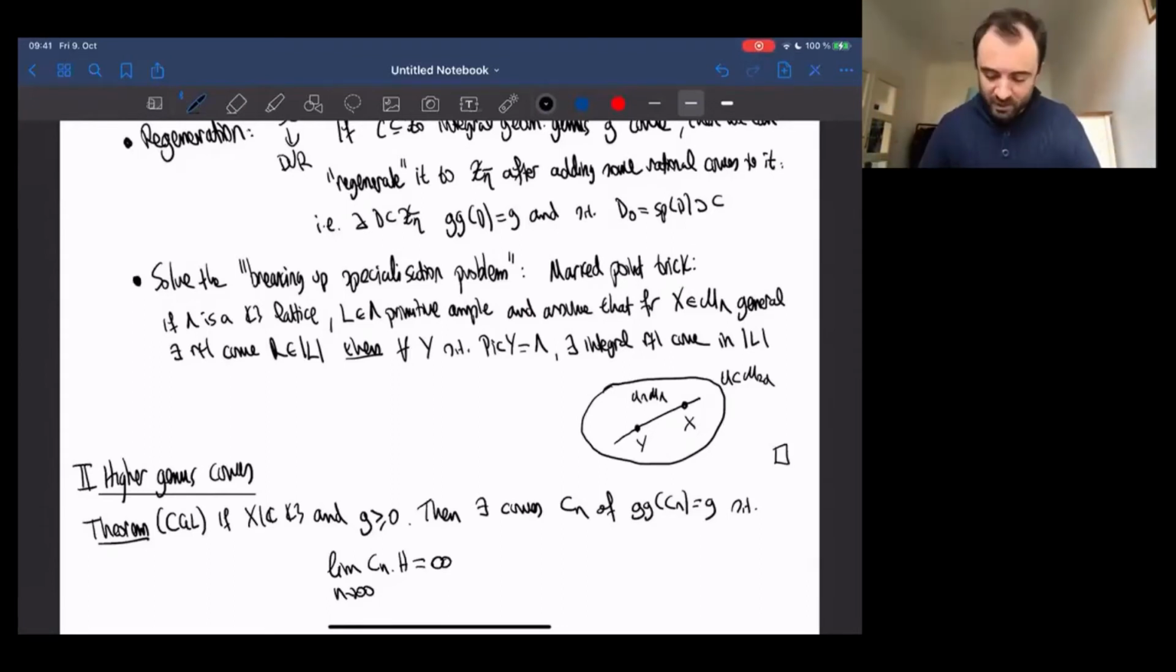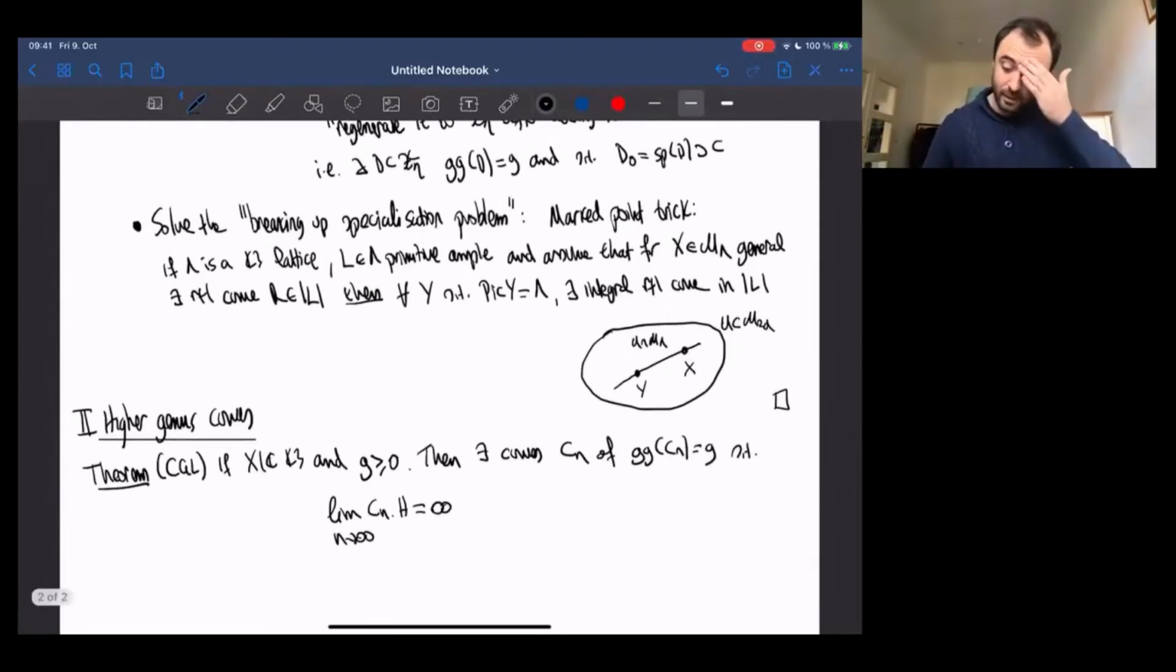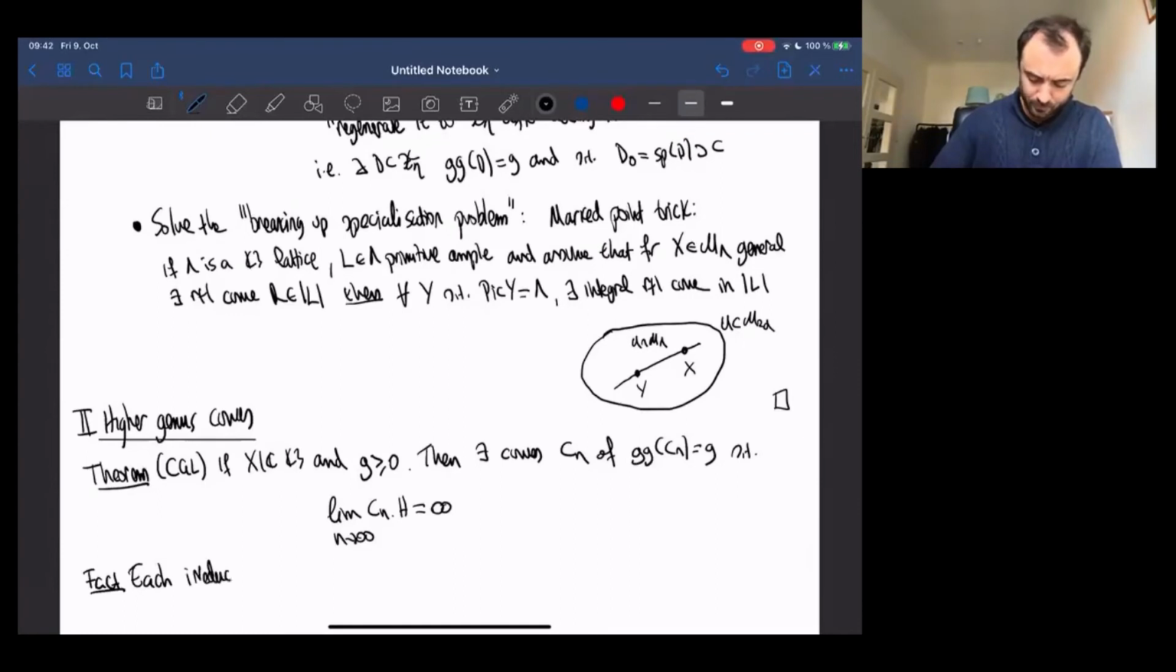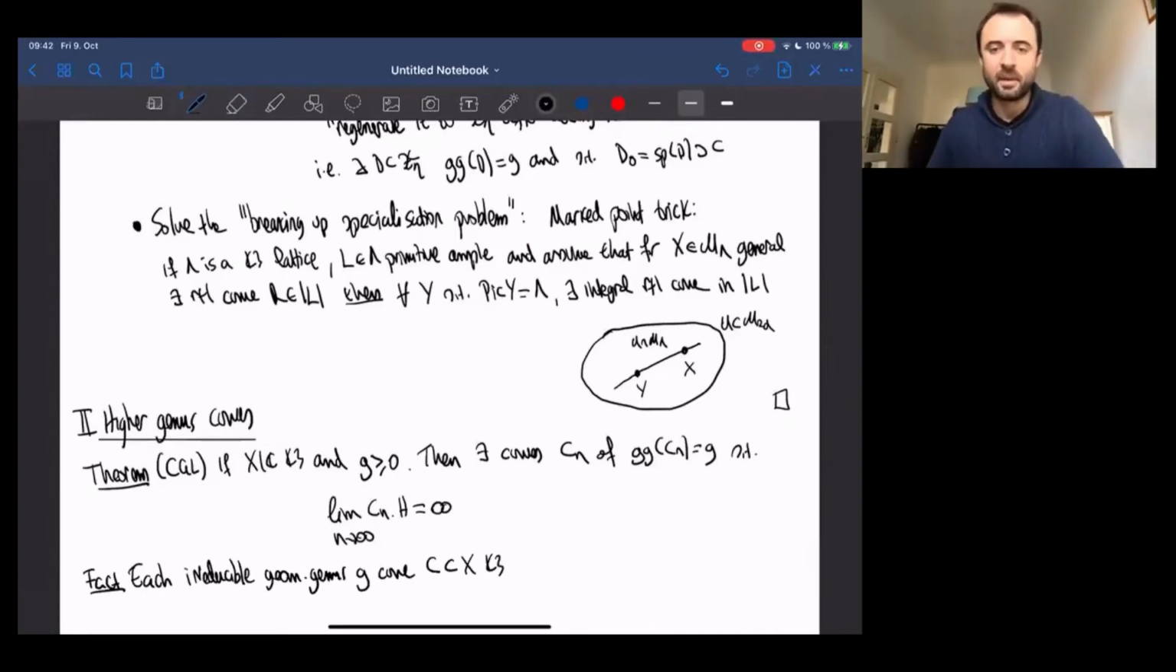And why do I state it in this funny way? Well, if I give you a genus g curve on a K3, there's this amazing fact that basically each reduced geometric genus g curve C inside a K3 X deforms in a g-dimensional family.